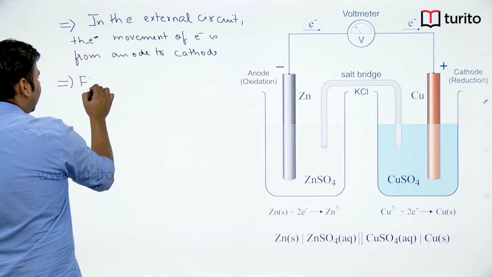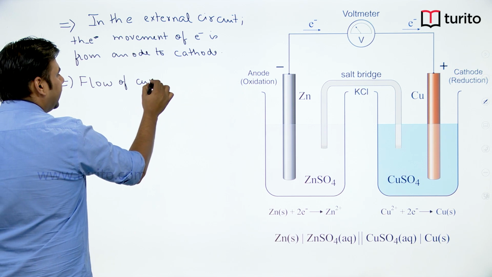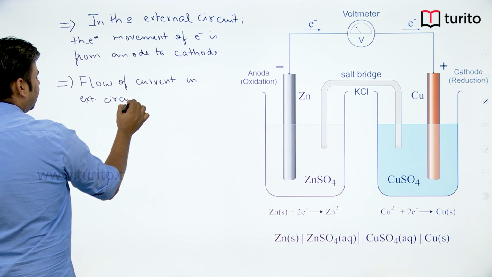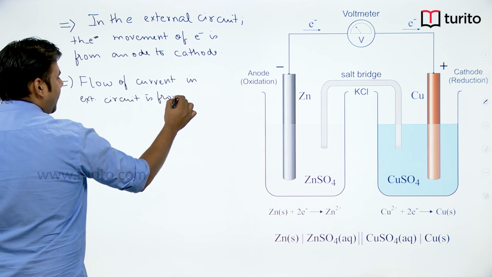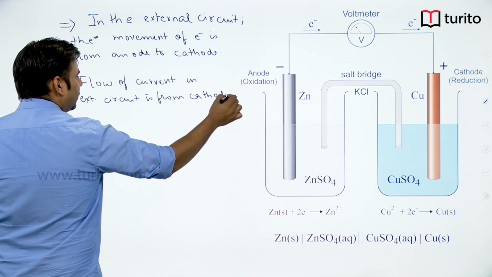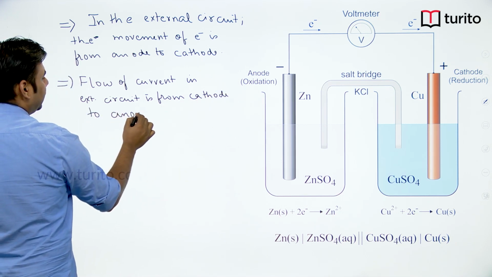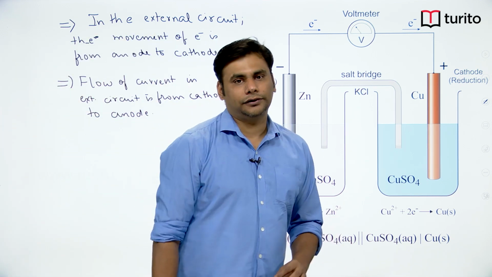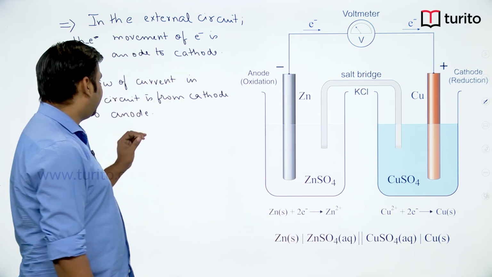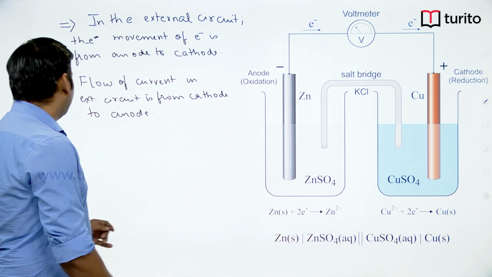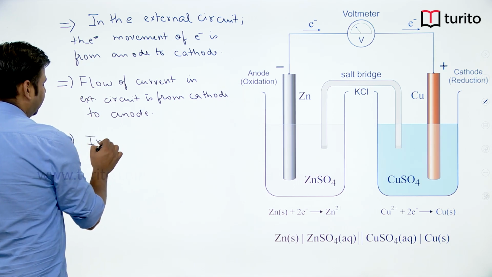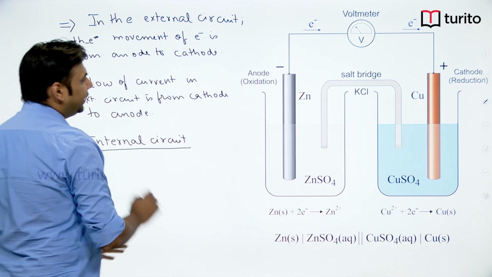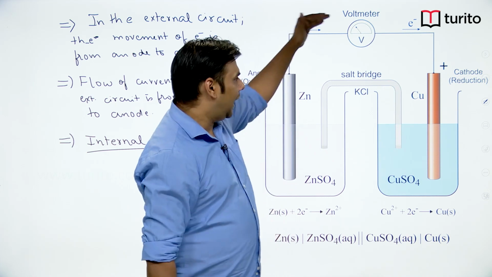The flow of current in the external circuit is from cathode to anode, because the flow of current is opposite to that of the flow of electrons. So the flow of current in the external circuit is from cathode to anode. Now if we talk about the internal circuit, there is no flow of electrons there. As visible over here, the electrons are moving from anode to cathode.